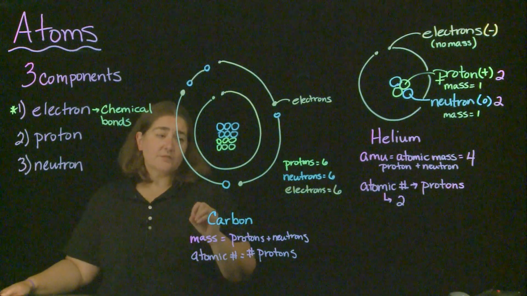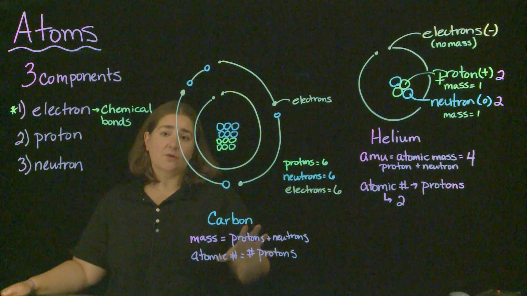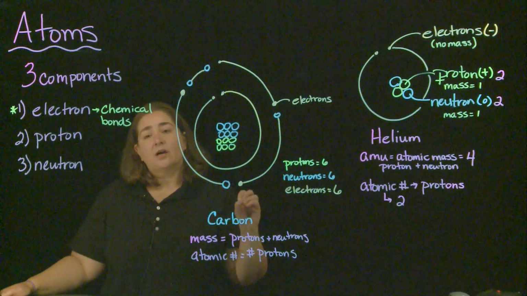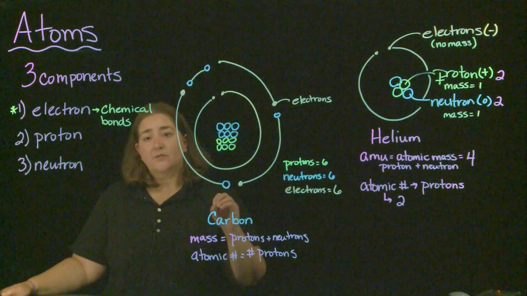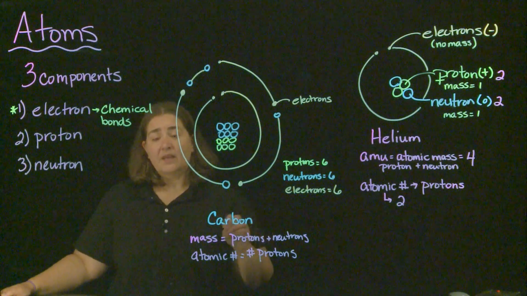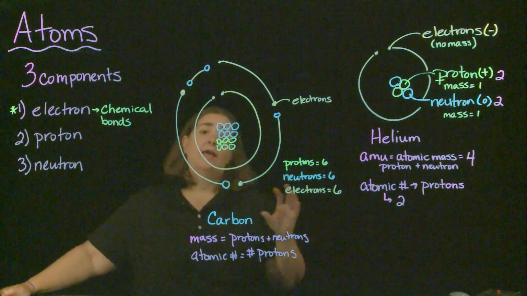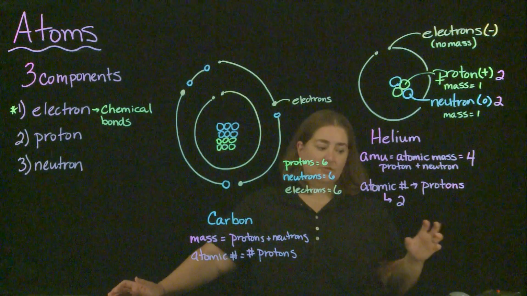Now, in terms of the atom, this is our basic atom. The next video I've got is going to talk about a special type of atom, which is called an isotope. And we'll talk about what some of the differences are between an isotope and an element. Okay?